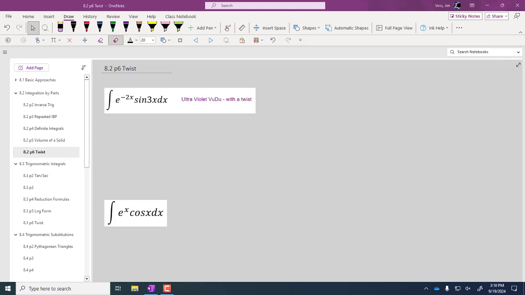When we look at this, we definitely see a product. We see a pair of functions. We see the exponential function. We see the sine function. So we are going to use integration by parts. It's a product. It makes sense to go with integration by parts.